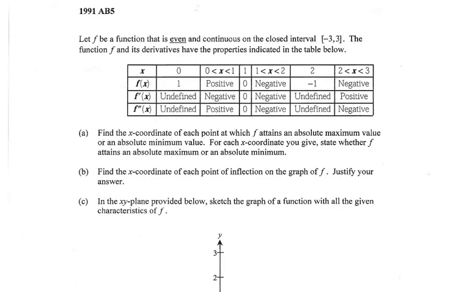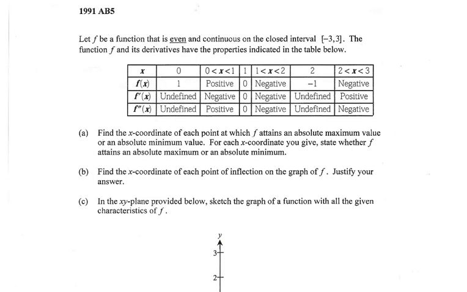Okay, in 1991 AB5, we have a similar type of problem, but it's phrased in a little different way. We don't have a function. We don't even have a graph of a function. But what we do have is a table with some properties of the original function, the first derivative, and the second derivative over a number of intervals.